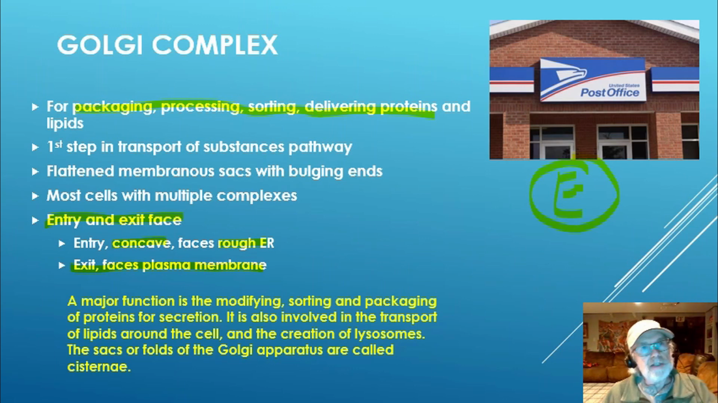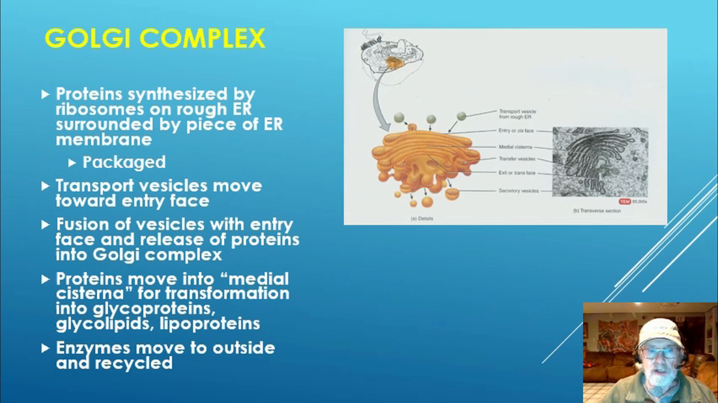Eventually, they say where it's going to go. They put it in the right pile. Then they stick it on the right truck to be delivered to wherever it has to go, and it's shipped out. It goes out the back door. It goes in the front door. So here's my entry face right here. The exit face is where the truck's leaving in the back. Okay, and basically that's a Golgi complex.